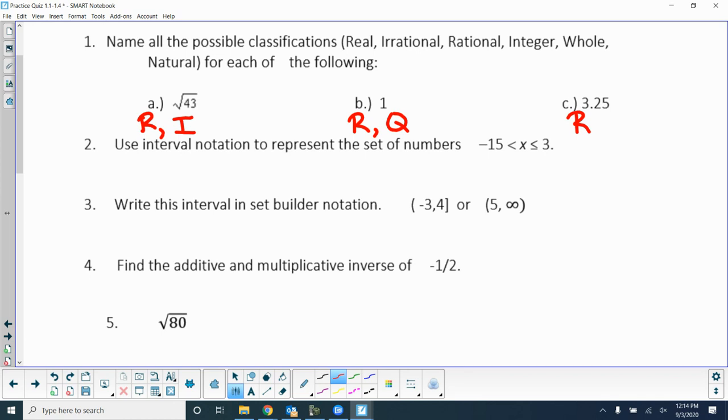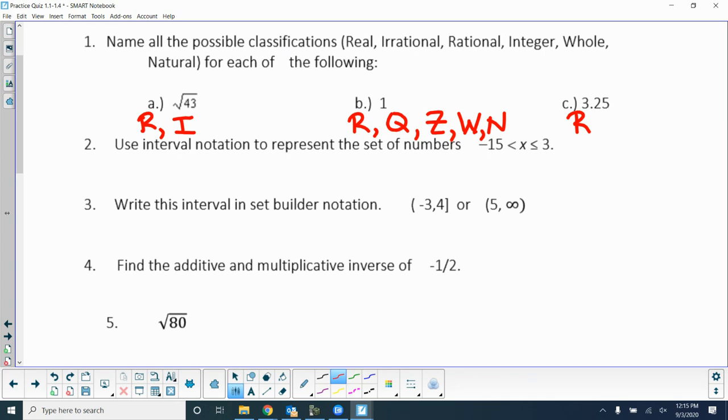So we got a rational for 1. What's next in line? Is 1 an integer? Yes. Is 1 whole? Yes. Is 1 natural? Yes, it's all but irrational.